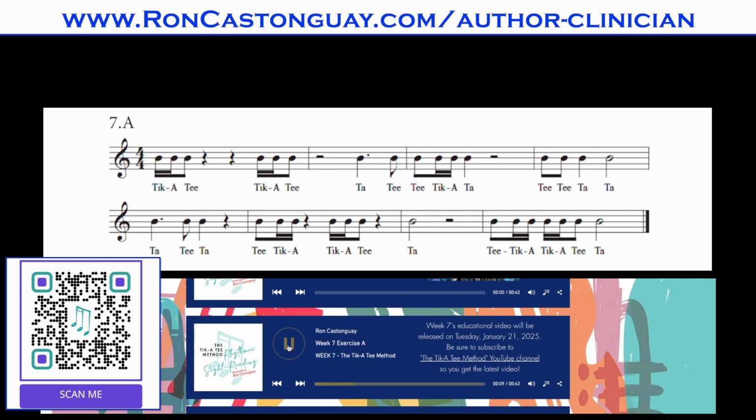1, 2, 3, 4. Tik-A Tee, Tik-A Tee, ta, tee, tee, Tik-A ta, tee, tee, ta, ta, ta, tee, ta, tee, Tik-A, Tik-A Tee, ta, tee, Tik-A, Tik-A Tee, ta.